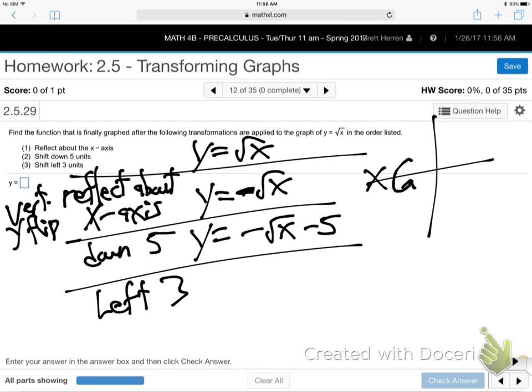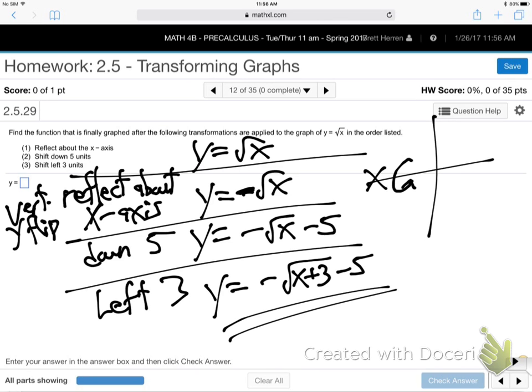They're up down, and then they're down 5, and then left 3. Now that's an x thing. What am I going to do? x plus 3, because x always does the opposite. There's our equation. That good? We good with that? Yeah.